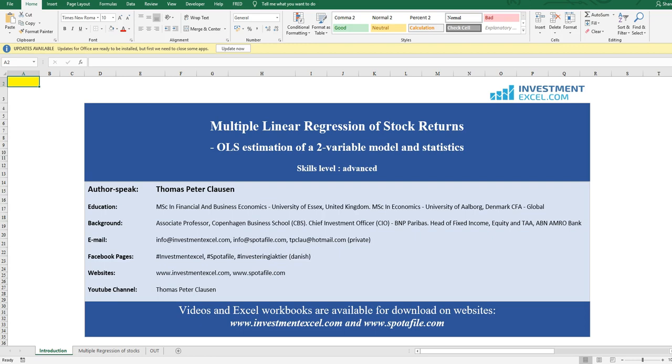We will also look at some statistics in addition to the essential feature of OLS, which is a fitting procedure. So the topic today is slightly advanced, and I would suggest you visit some of the other sessions I have made, which are available on investmentexcel.com, on simpler topics regarding linear regression and also ordinary least squares estimation.